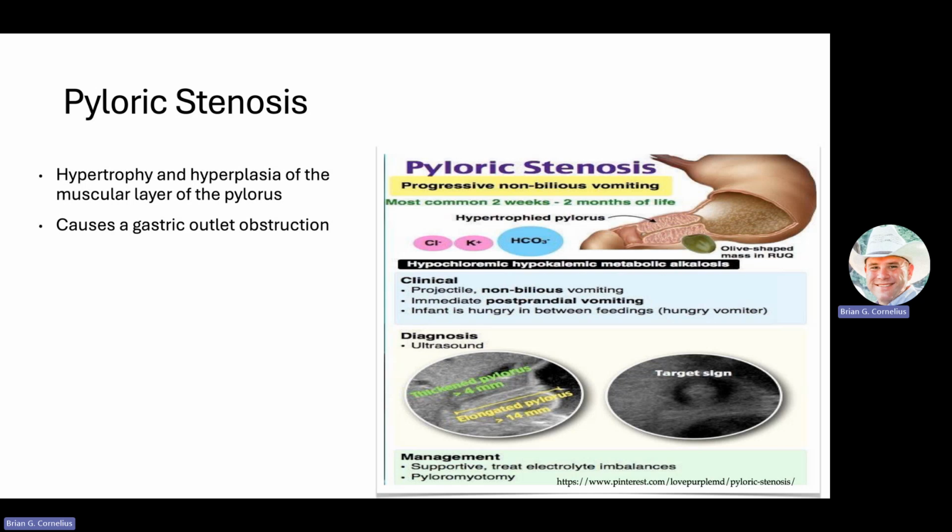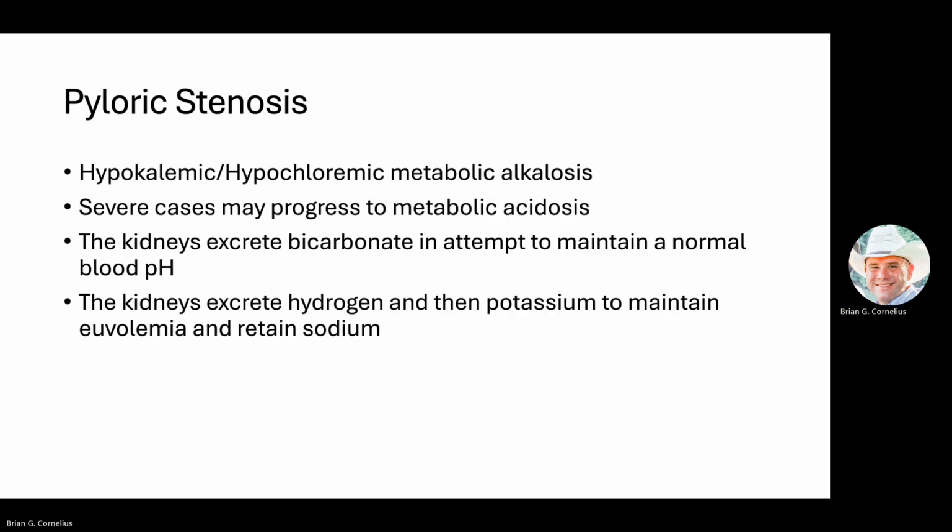So how do we treat it? Manage the nutritional needs as well as doing a pyloromyotomy. From an electrolyte standpoint, we tend to see these patients are hypokalemic as well as hypochloremic, and then they have a metabolic alkalosis. If it's not caught and managed well, over time these patients actually progress to metabolic acidosis because they had such a significant volume loss. You'll see the kidneys excreting bicarb trying to maintain a normal pH, and then they're also going to start excreting hydrogen and potassium, again trying to correct the hypovolemia and retain sodium.